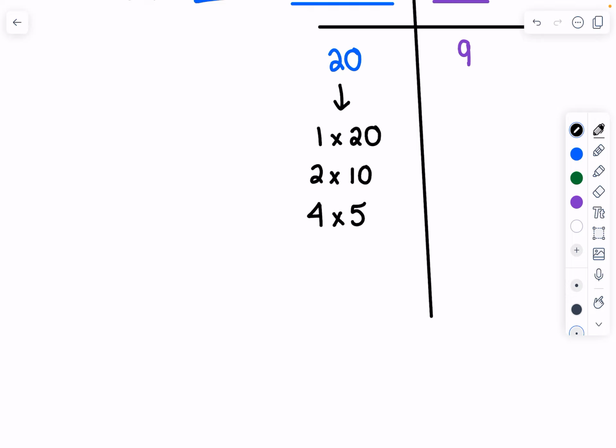I don't think 3 works. I can do 4 times 5. 6 doesn't work. 7 doesn't work. 8 doesn't work. And 9 doesn't work. And now I'm back to 10.